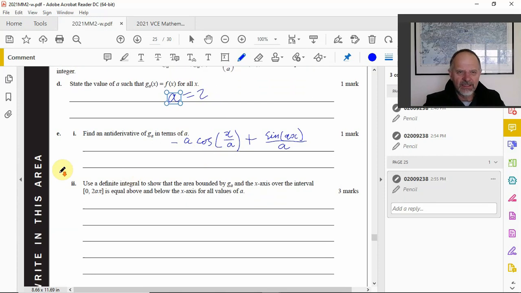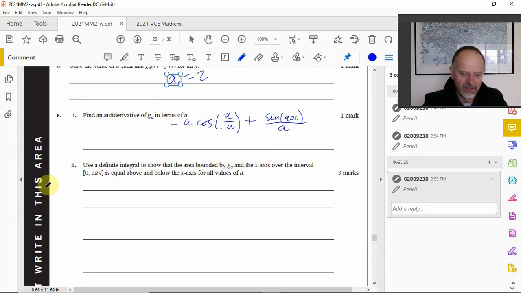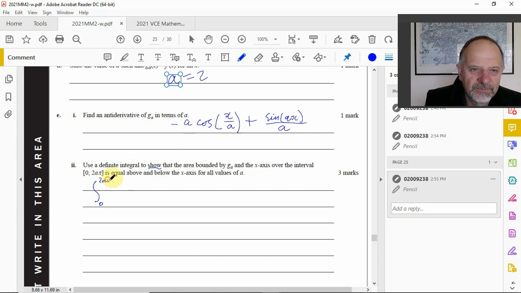All right, so next, use a definite integral to show that the area bounded by GA and the x-axis over the interval 0 to 2a pi is equal above and below the axis for all values of A. So we need to show, so there's got to be some working out going on. It says to use a definite integral, so that's what we need to write. And so that definite integral is between 0 and 2a pi. There it is.